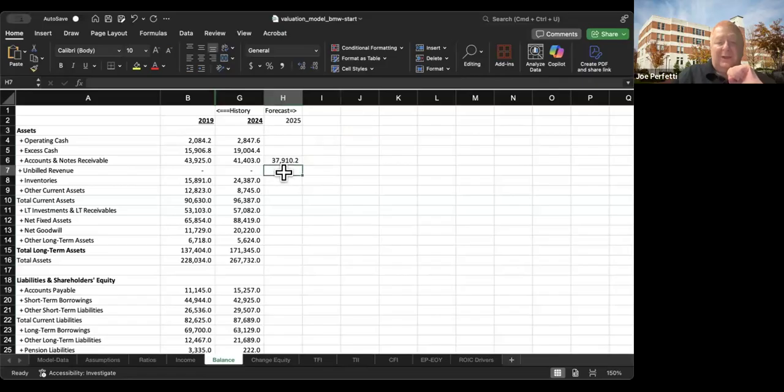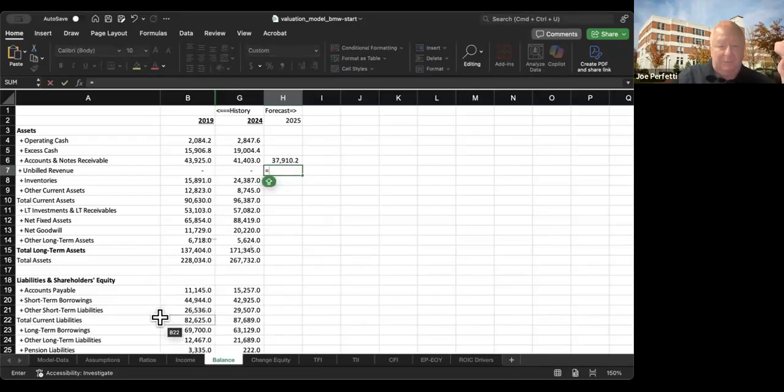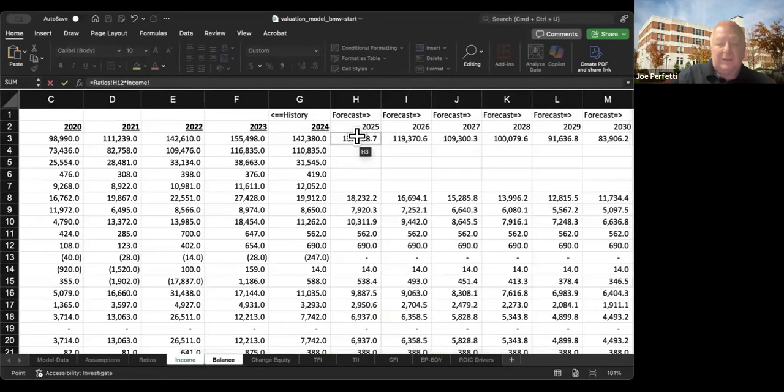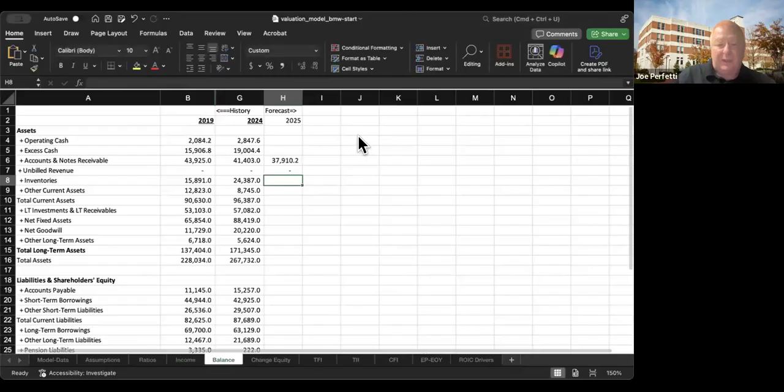All right. The next ratio down is the unbilled revenue. Now, BMW doesn't have any, but another company might, so we're putting it in here for that purpose. So equals, for unbilled revenue, we're going to go to ratios. Unbilled revenue is 0 in 2025. So H12 times income, H3.